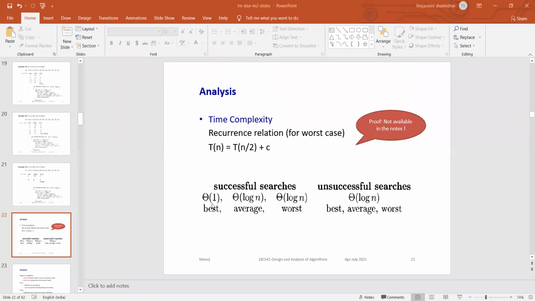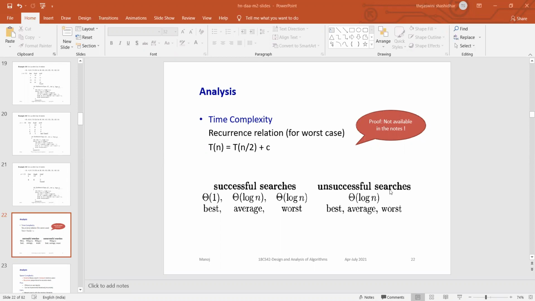So the best case is when the key element is equal to the middle element. The worst case is when the key element is the last element. That is, the key element is 1, that's why we take it as 1. Okay, if it is the middle element, it is the best case. If it is the last element, you take it as log n. That is the worst case. And the average case also, you take it as log n only. So best case is theta of 1, average case is log n, worst case is log n.